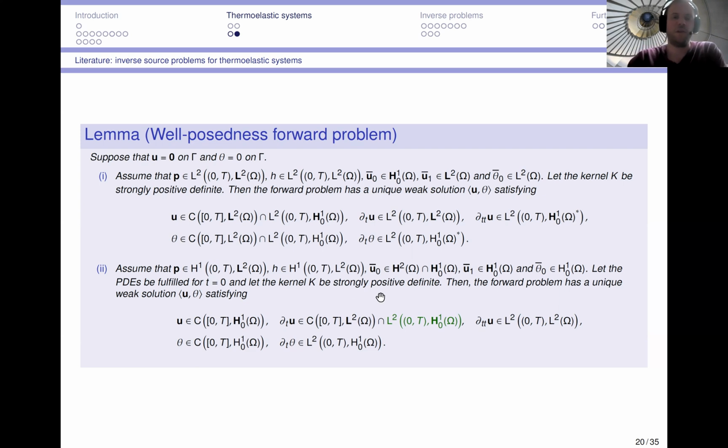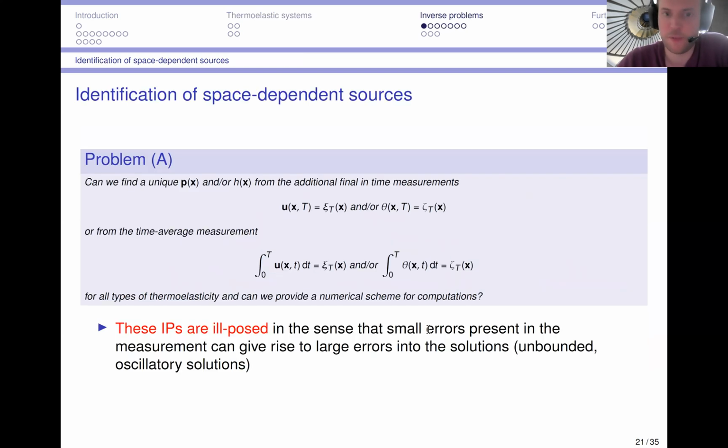But when using the variational approach, we need that the time derivative of the solution, for instance for the displacement, and also for the temperature, belongs to this space: L2 in time, H1 0 in space. Here we have only the L2 regularity in space for the time derivative of u under this initial condition. So what we exactly need here is that the PDEs are fulfilled at the initial time. In that case, we have that the time derivative of u belongs to this space.